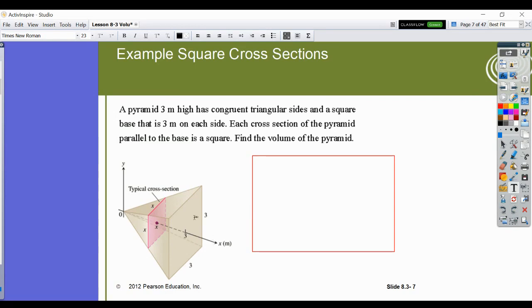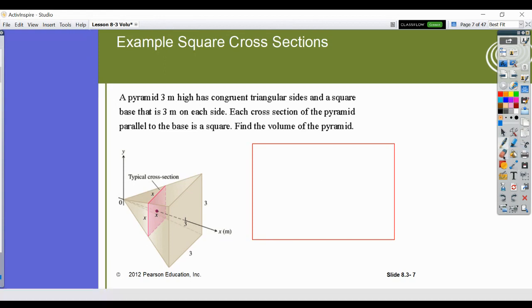Each cross section is parallel to the base and it is a square. So here's this pink one in the middle, an example of one cross section. Find the volume of the pyramid. So the idea here is if we take all the area of this square and the one next to it and the next one, and we add them all up, we will get the volume of this pyramid.